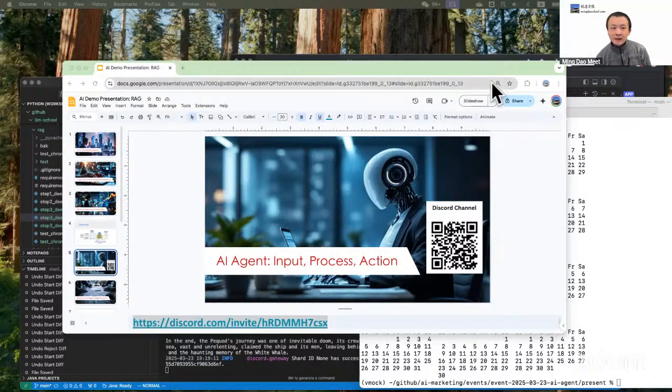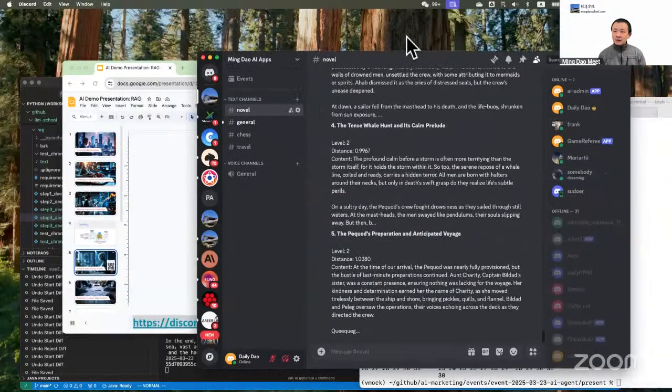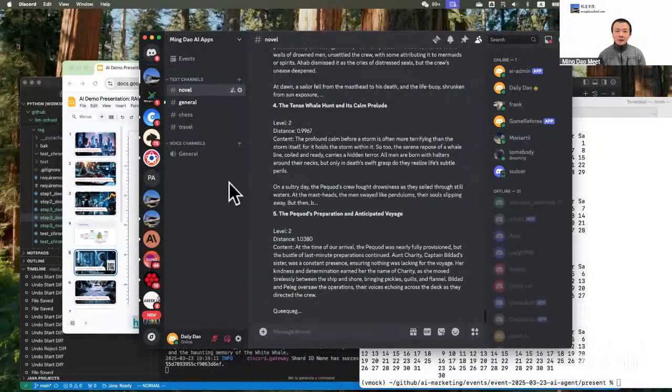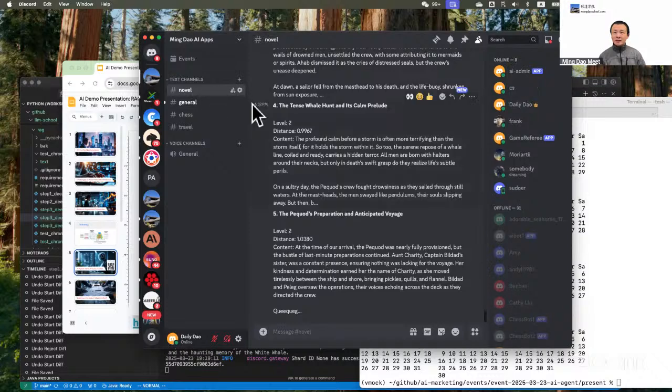All right. I have sent the link to join our Discord channel, and here is the user interface of Discord. Once you join the Discord server, you will see multiple channels within it. On the left-hand side, we see multiple ones. We can click the novel channel, and the chatbot will respond there to the queries that we have.